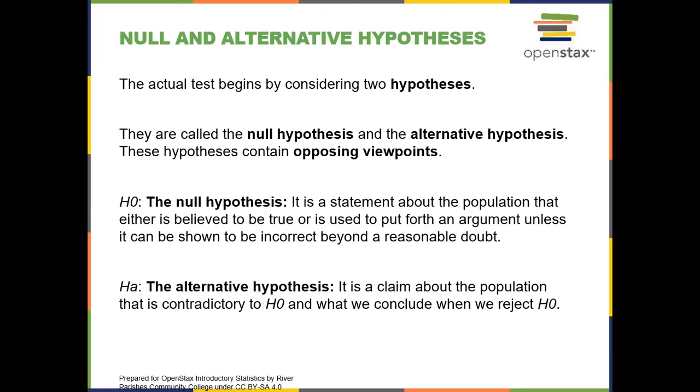And H sub A is the alternate hypothesis. It is a claim about a population that is contradictory to H sub 0, the null hypothesis, and what we conclude when we reject the null hypothesis. Point to note: the null hypothesis contains an equal to sign; the alternate hypothesis will never contain an equal to sign. It can be not equal to, as you will see, or it can be greater than, or it can be less than, but never contain an equal to sign in the alternate hypothesis.